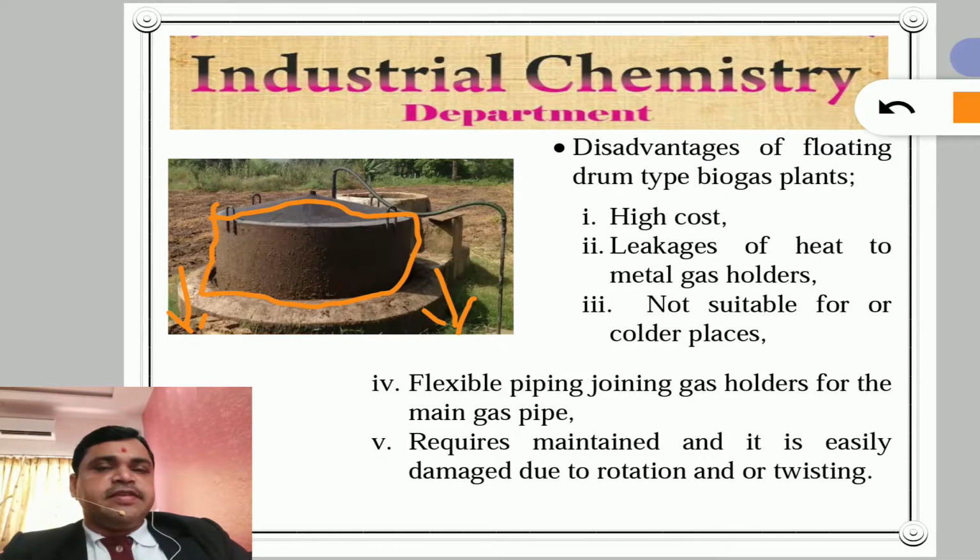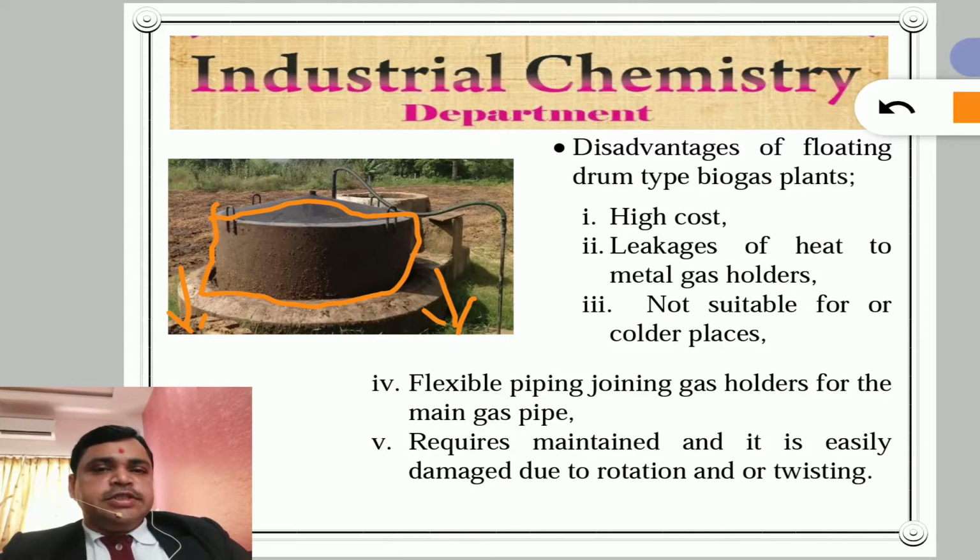colder places. When the temperature is down, in a colder place, leakage of heat is the main problem. So this type of KVIC, Khadi and Village Industries Commission biogas plant, is not suitable. Number 4, flexible piping joining gas holders to the main gas pipeline. And number 5, it requires maintenance and is easily damaged due to rotation or twisting.